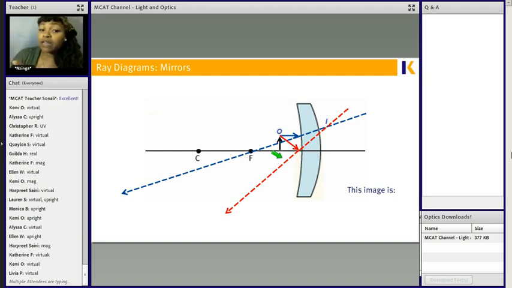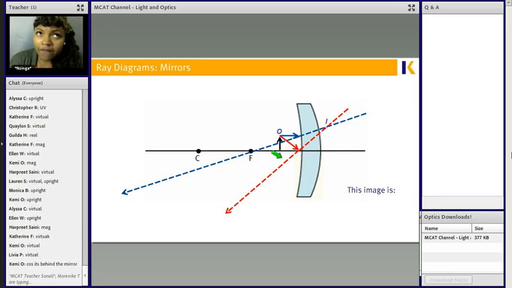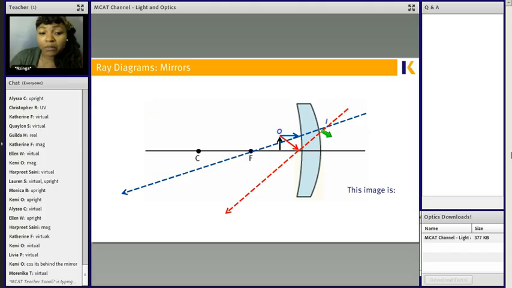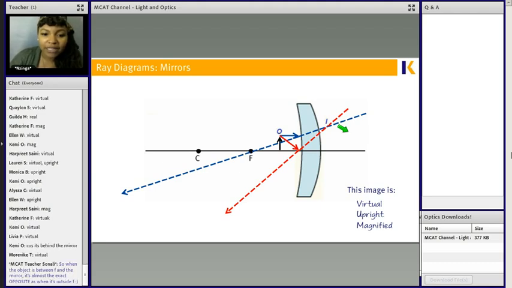Good. Now remember, this is a mirror. So for a mirror, that positive F on the same side of the incoming light, that's going to be real. That negative F on the opposite side of the mirror from the incoming light, that's going to be virtual. So if you'll note here, we have an image that's going to be virtual, it's going to be upright, and it is in fact going to be magnified in terms of what we're going to be able to take a look at, okay?